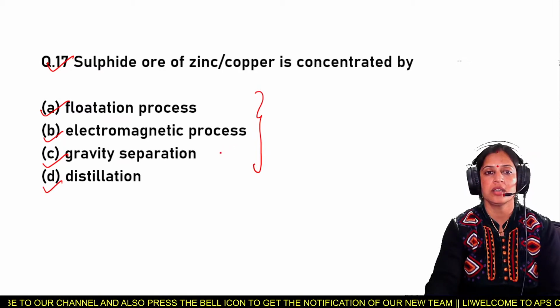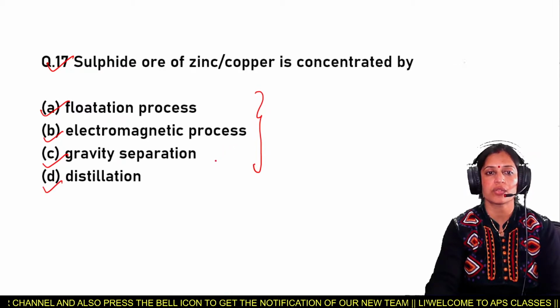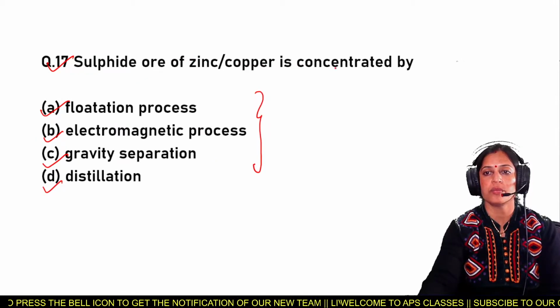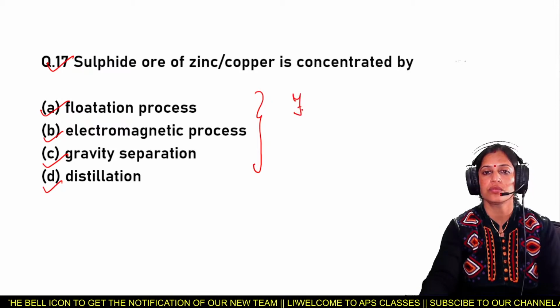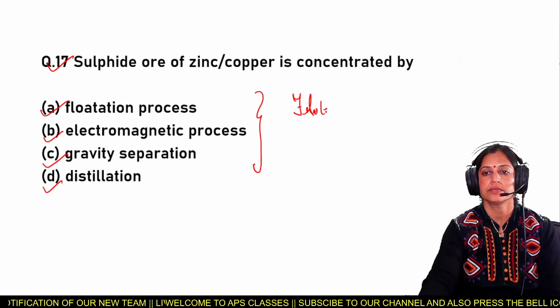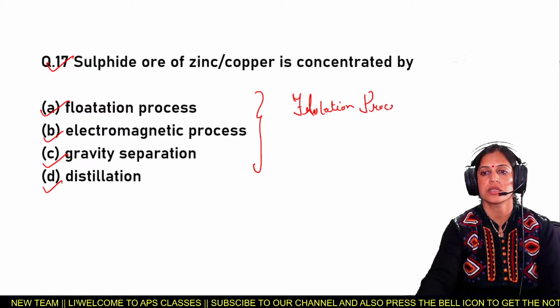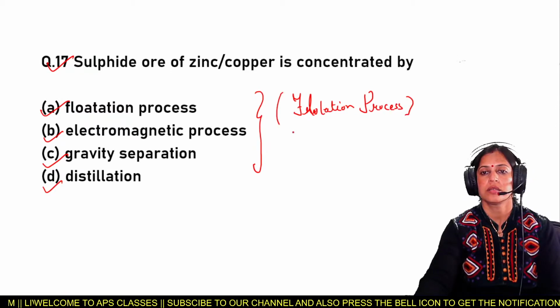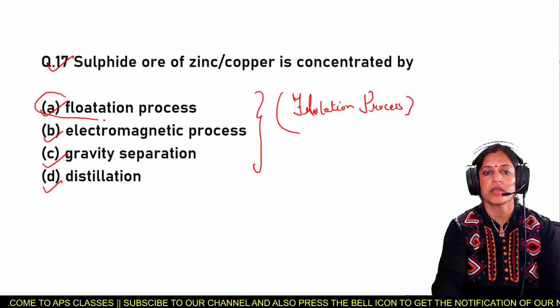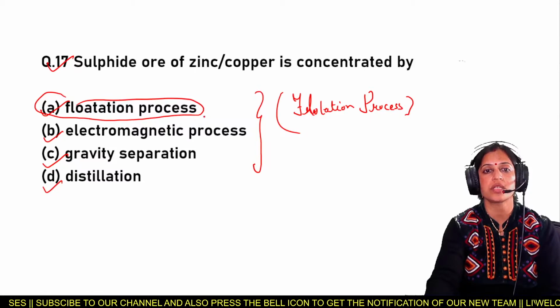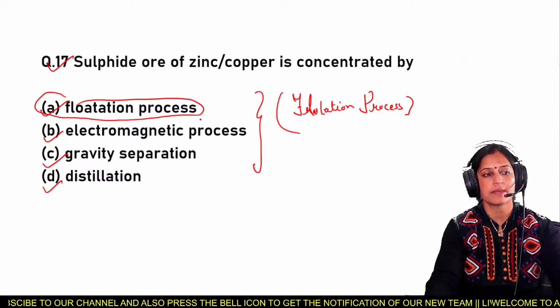So which is the right option for question number 17? Sulphide ores of zinc and copper are concentrated by the froth flotation process. So here this is the right answer, the flotation process. That means sulphide ore of zinc and copper is concentrated by flotation process.